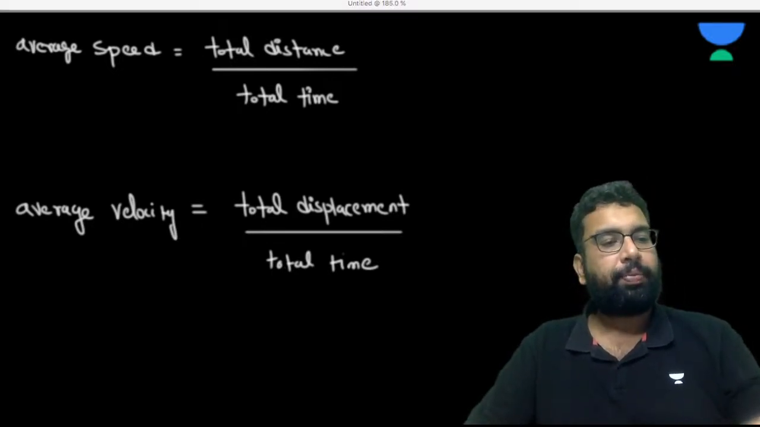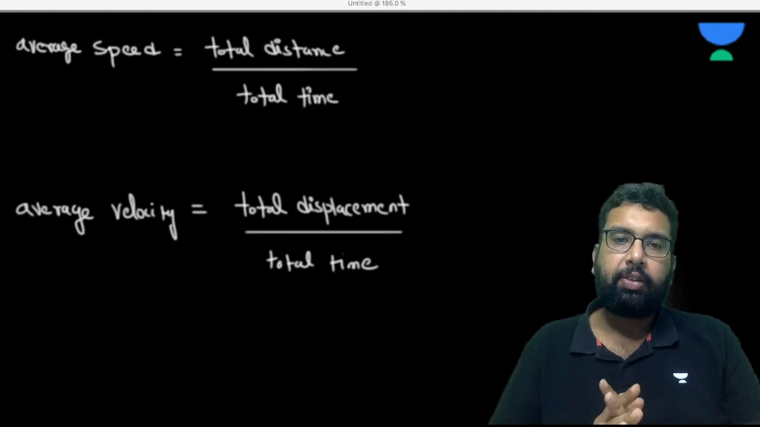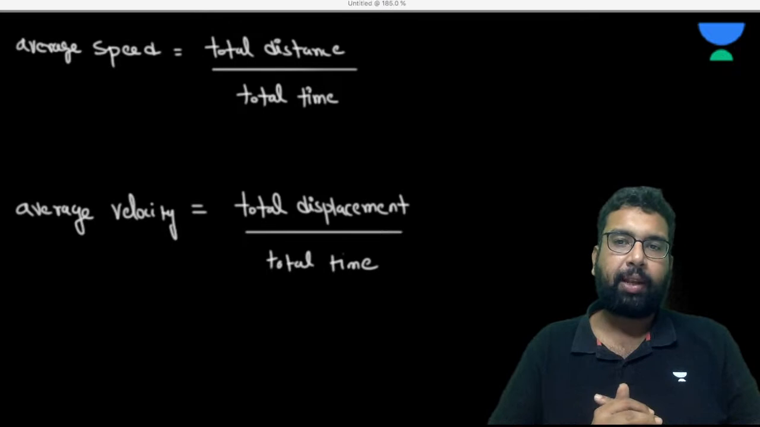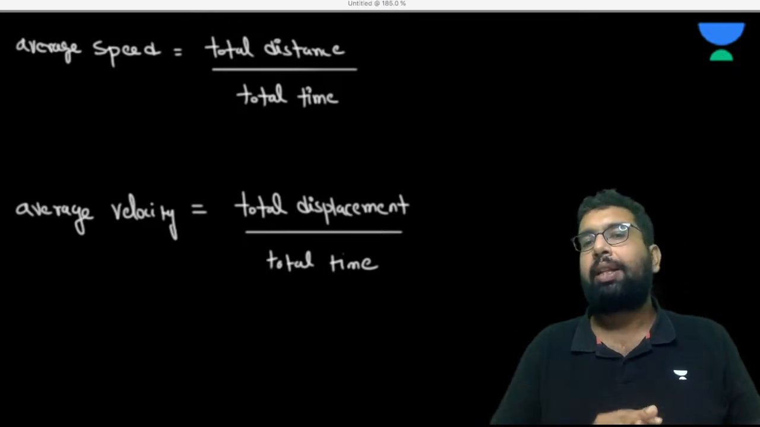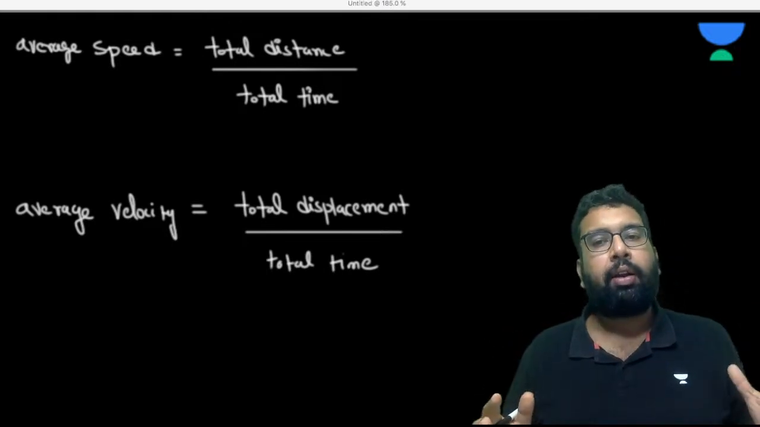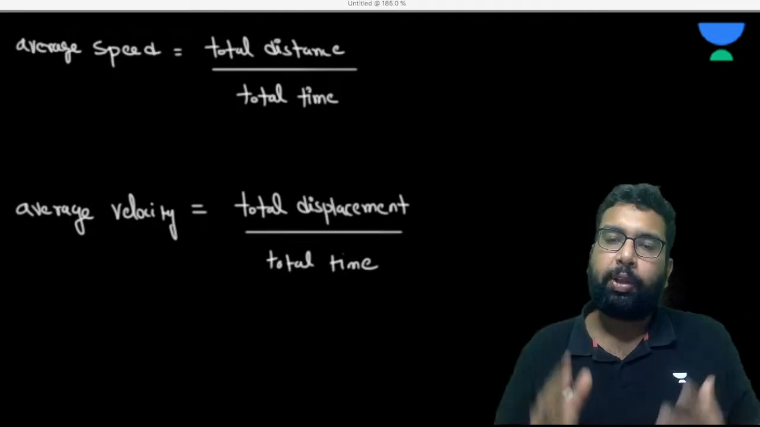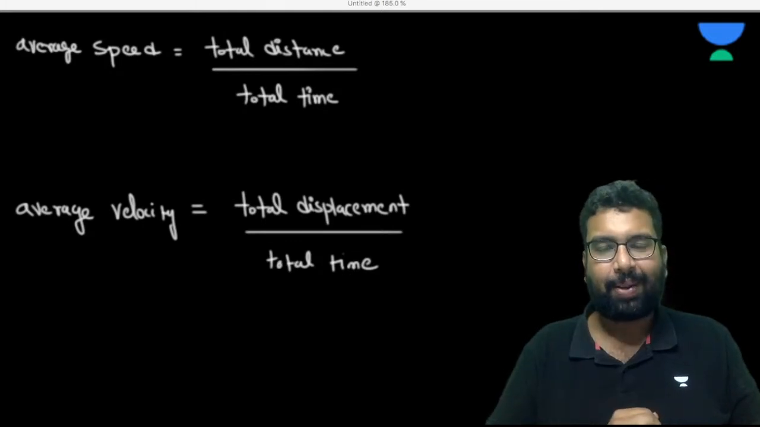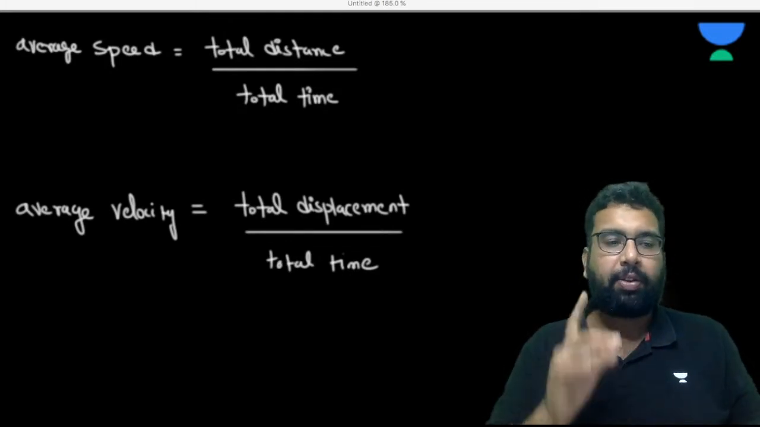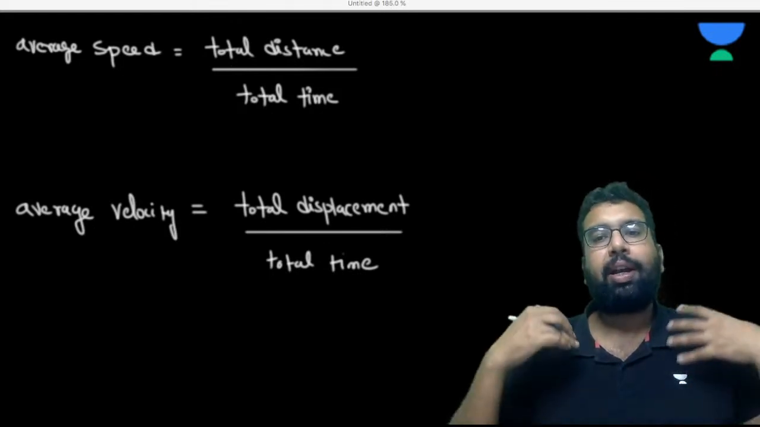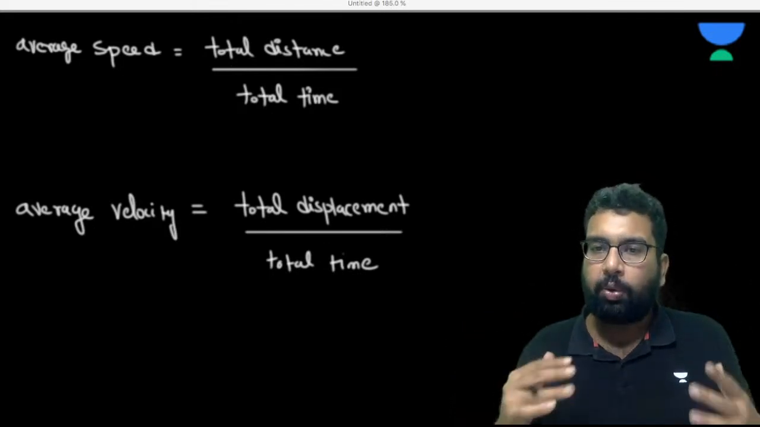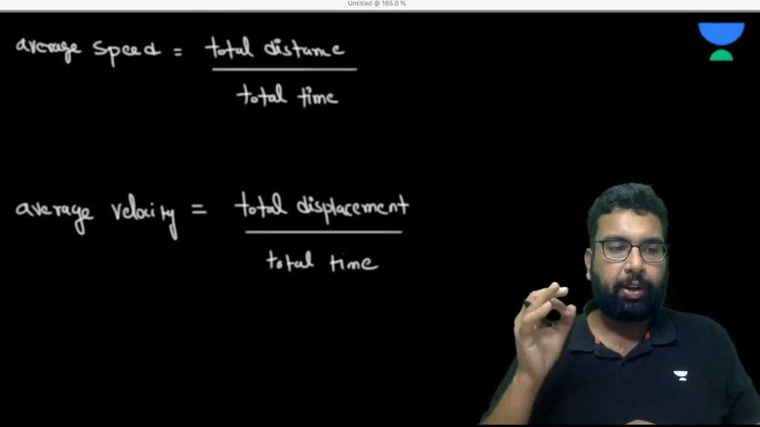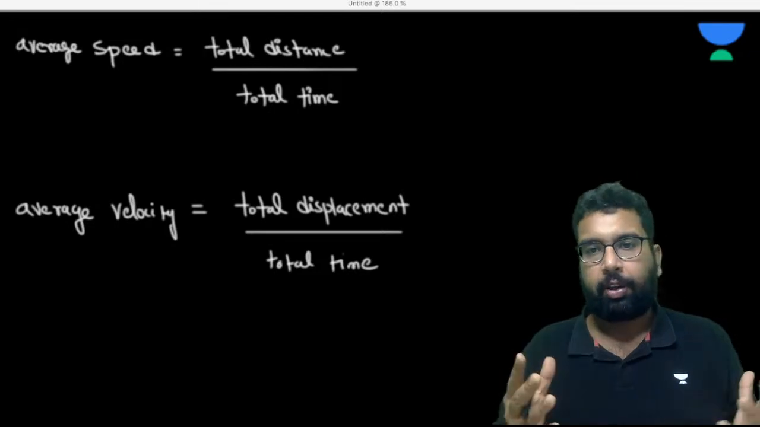Welcome to the session. In this session, we are discussing the concept of average speed and average velocity. In the previous session, we started kinematics, and before that, on this channel, we completed units and measurement completely. So the first unit of NEET physics is completed. Now we are into the second unit, and we are trying to do it in a very, very fast manner. So we are discussing the average speed and average velocity concept.